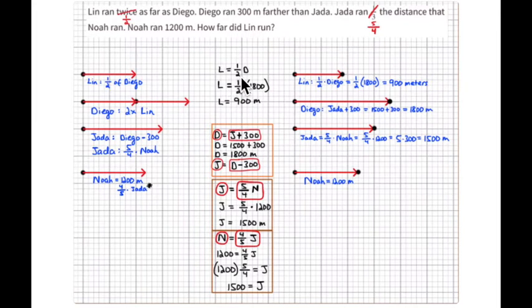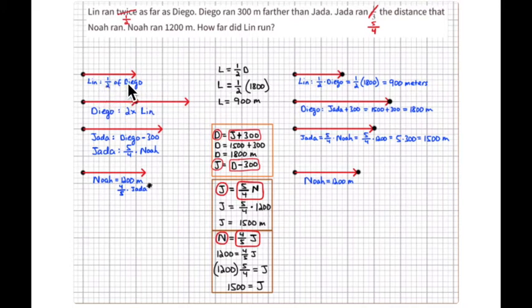And Lynn is 1/2 the length of Diego. So L equals 1/2 D. L equals 1/2 times 1,800. So Lynn is equal to 900 meters. So what's Diego going to be? Diego is going to be twice the distance of Lynn, and that's where we start off over here.